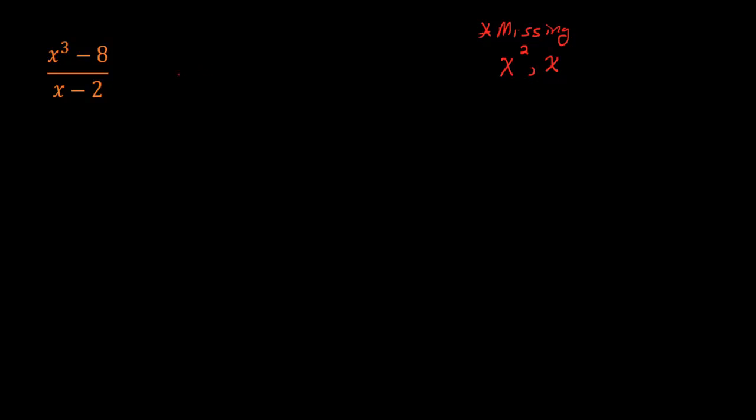So when we write this, we're going to rewrite this as x minus 2 divided into x cubed, but I'm going to replace that x squared with a coefficient of 0. I'm going to add in a term x, by giving it a coefficient of 0. And then I have at the very end my minus 8. So I haven't changed the problem, I just changed the way it looked.